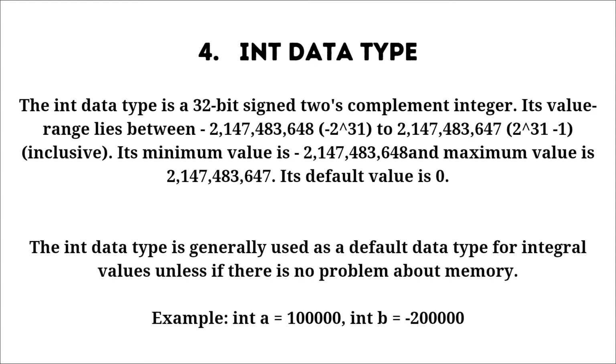The int data type is a 32-bit signed two's complement integer. Its value range lies between these numbers. You can read the numbers, and I think we can mention our contact number on this. No, we cannot, but if we are from the US, you can. Its minimum value is this and maximum is this, and the default is 0. You can read this value by pausing this video. The int data type is generally used as a default data type for integer values, unless there is a problem about memory. It is mentioned here why we are mostly using this.